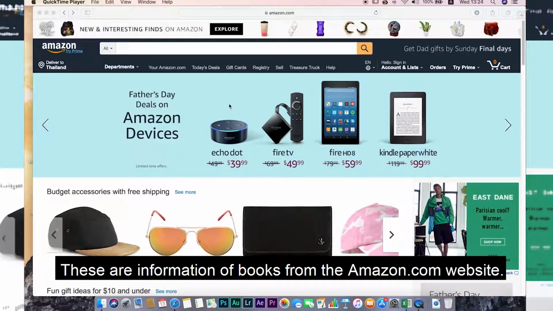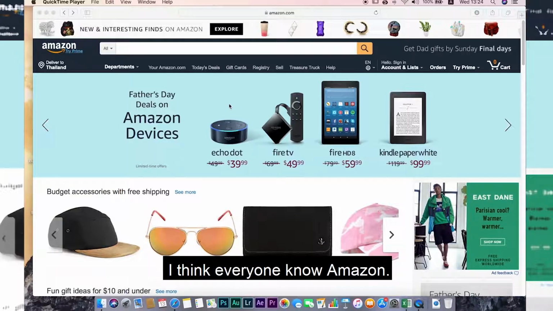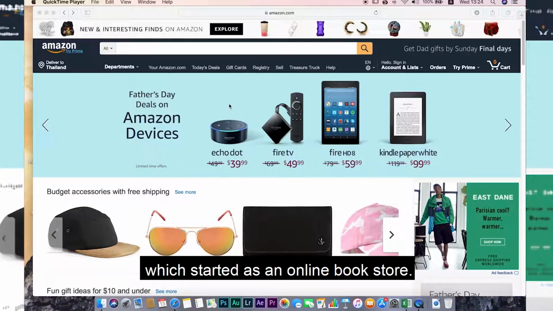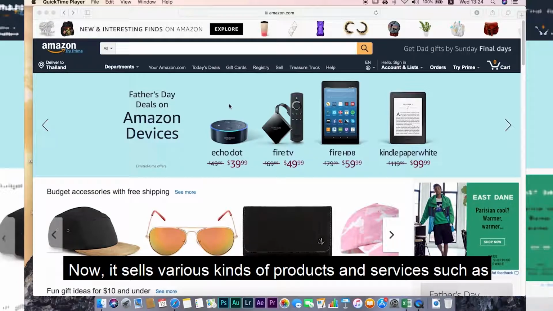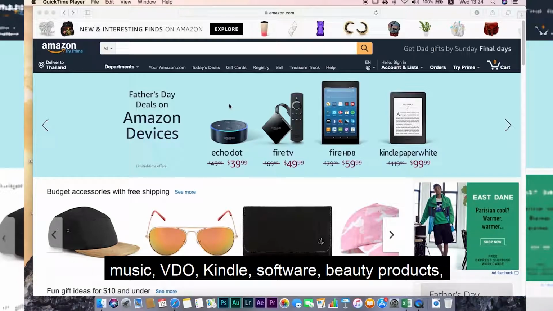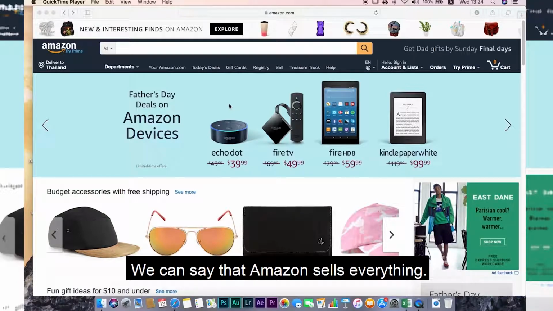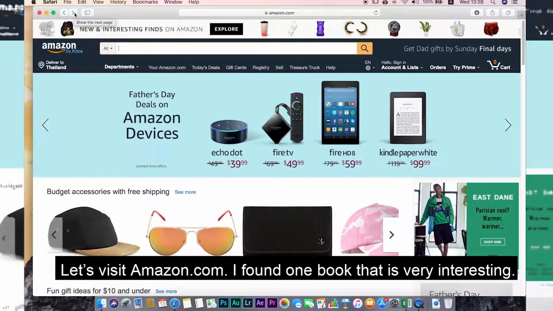These are information of books from the Amazon.com website. I think everyone knows Amazon. It is an American electronic commerce and cloud computing company, which started as an online bookstore. Now it sells various kinds of products and services, such as music, video, Kindle, software, beauty products, toys, gourmet food, grocery. We can say that Amazon sells everything. Let's visit Amazon.com. I found one book that is very interesting.